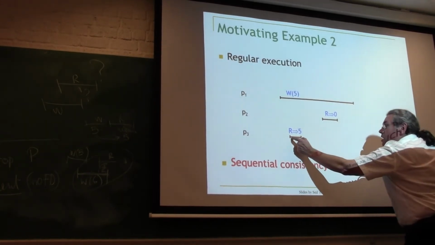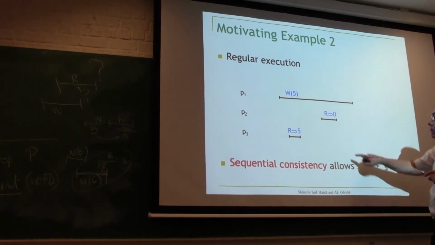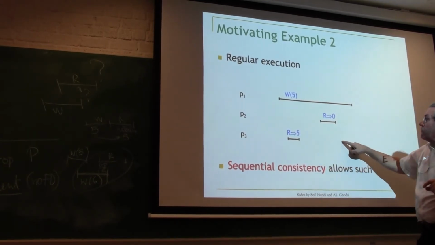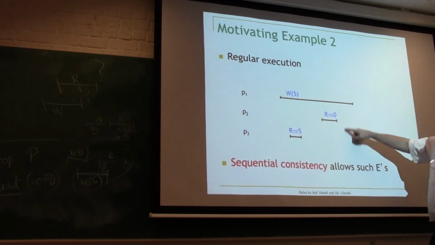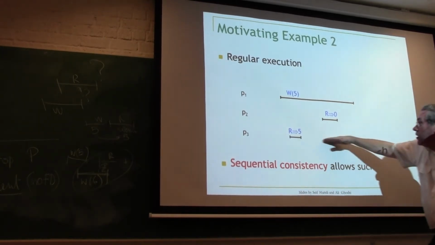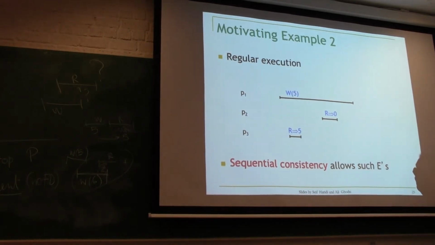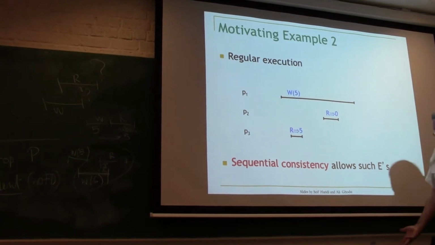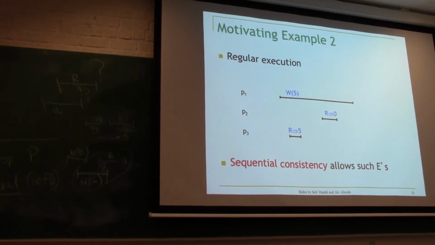If I were to do another read here on P3, it has to read 5, of course. Even if this one reads 0, this one would have to read 5 for sequential consistency. But sequential consistency doesn't make any connection between nodes. Each node by itself is perfectly ordered, like a single machine. Okay? So this is actually allowed on sequential. It's also allowed on regular. Okay? It's allowed.